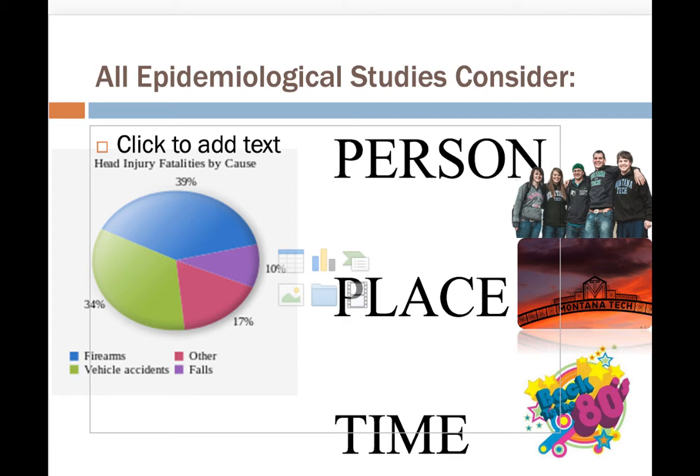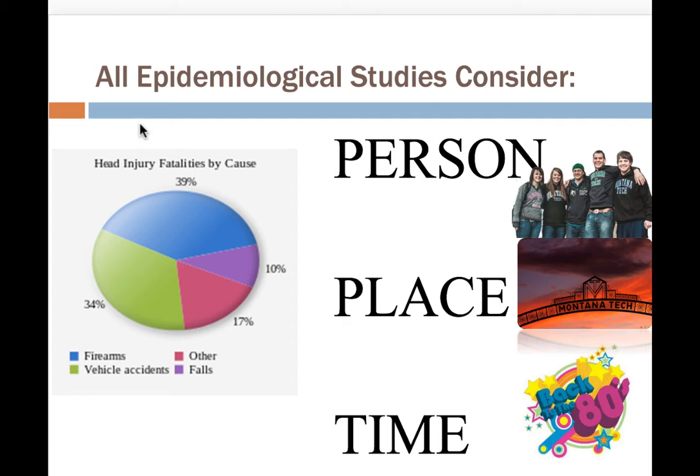So in our example here, head injury fatalities by cause, you can see that firearms, vehicle accidents, other falls, and so on are the proportion of people who are dying from fatal causes of head injuries. But what our graph does not tell us is who are these people who are dying? Are they all people or are they just teenagers? It doesn't tell us our place. Is this across the entire United States or in Sheridan, Montana? And it also doesn't tell us our time. Are we talking about the summertime, the wintertime, or a decade? So our graph here tells us very little about head injury fatalities by cause because the person, place, and time are not delineated very quickly.